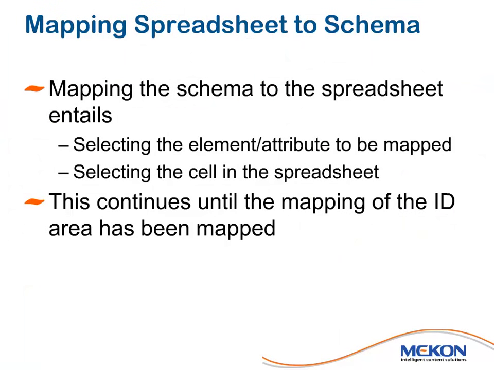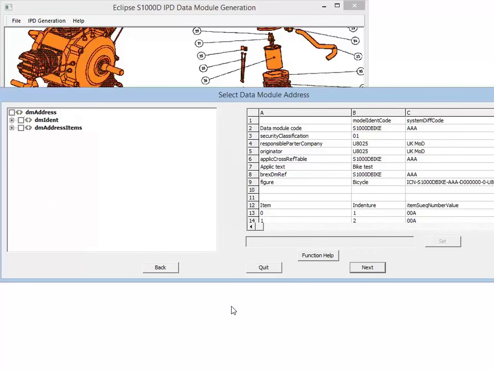Basically, the mapping of the schema to the spreadsheet entails first selecting an element or attribute to be mapped, and then selecting the cell in the spreadsheet that you want to map it to. And you carry on doing that until the ID area has been completed. So let's put that into practice now.